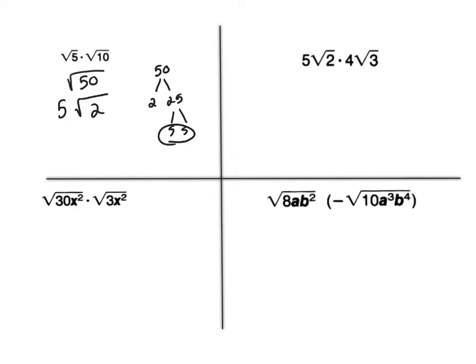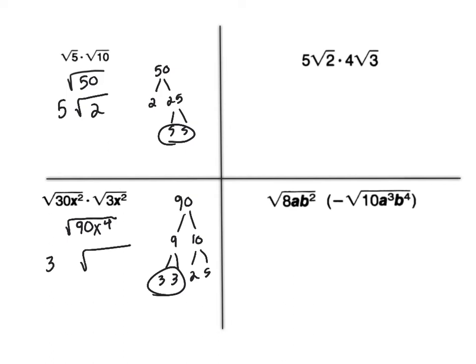So the second one, we have the square root of 30x squared times the square root of 3x squared, which gives me the square root of 90x to the fourth power. And then I have to break my 90 down, so we have 9 and 10. 9 is 3 and 3. 10 is 2 and 5. I have a set of 3s. 3 moves to the outside. And 2 times 5 gives me 10 because they don't have pairs.